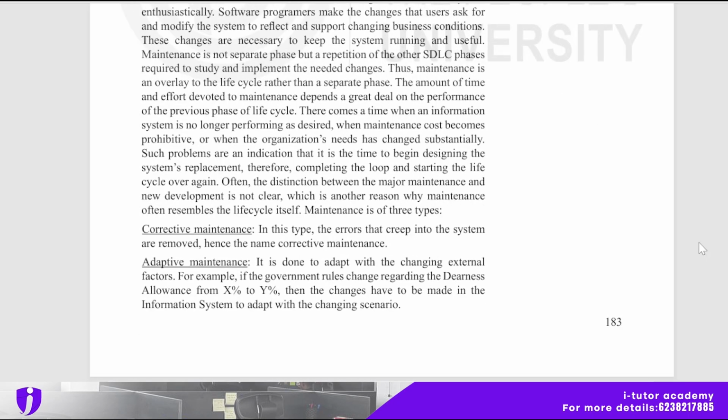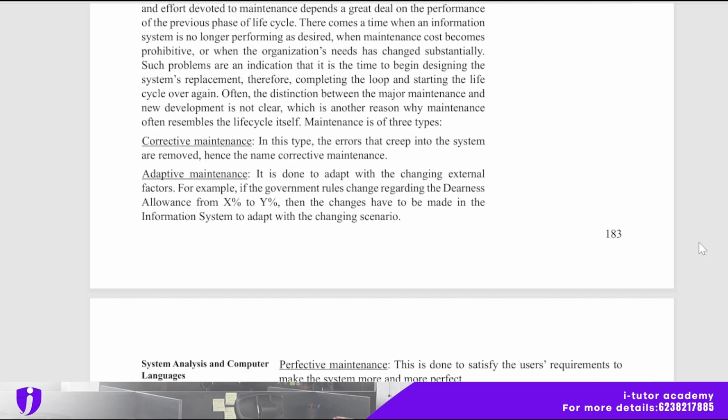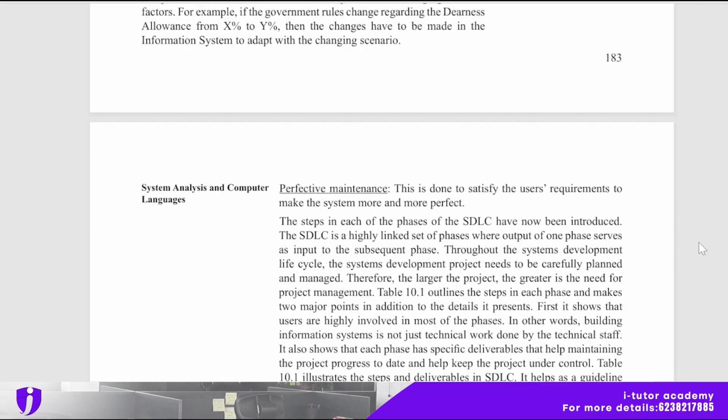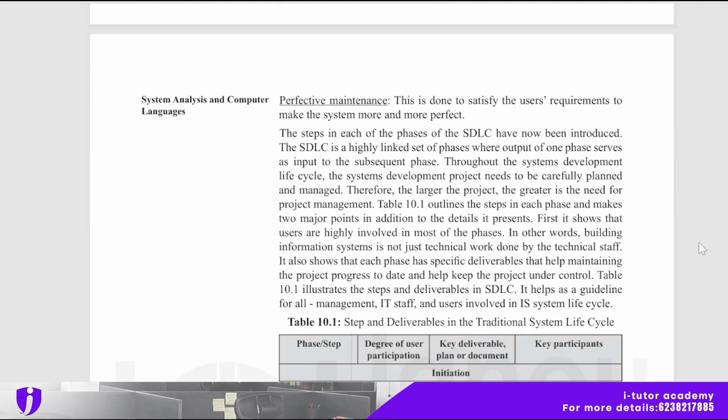So maintenance is of three types: corrective maintenance, adaptive maintenance, and perfective maintenance. In corrective maintenance, the errors that creep into the system are removed, hence the name corrective maintenance. Adaptive maintenance is done to adapt to the changing external factors. Perfective maintenance is done to satisfy the user's requirements and make the system more and more perfect.